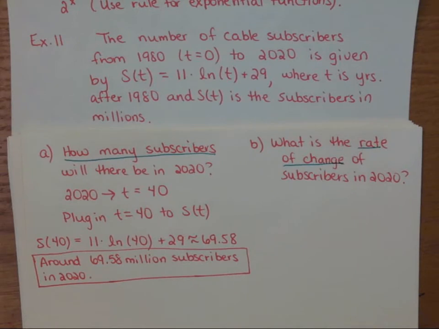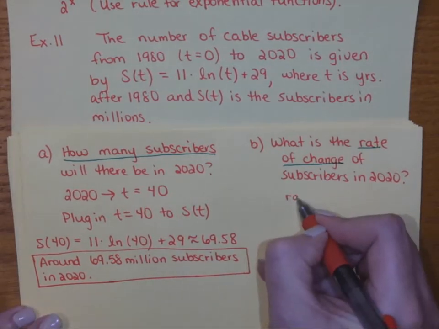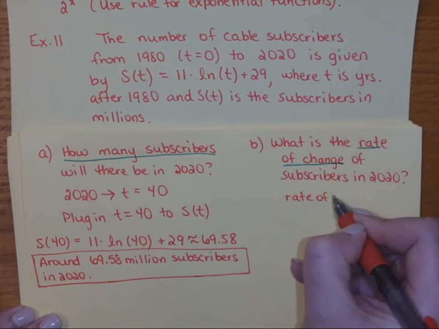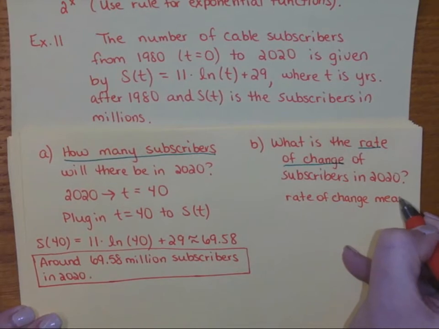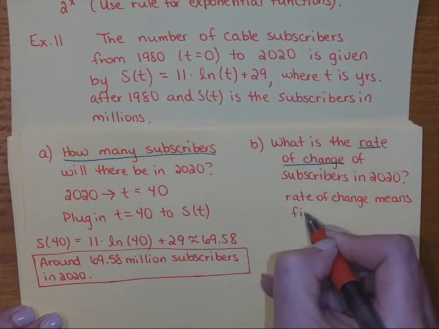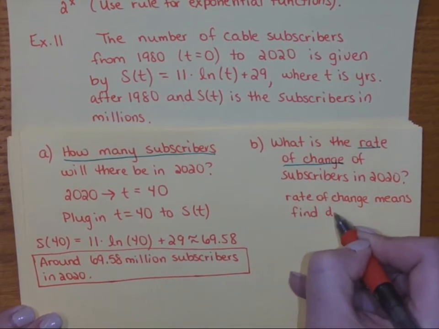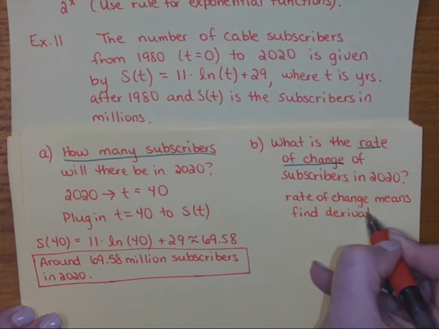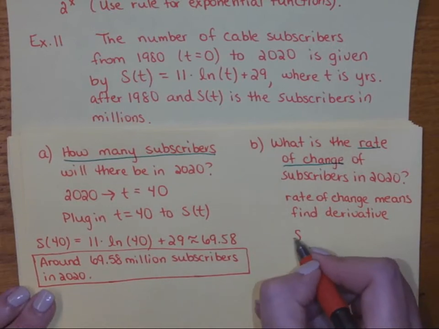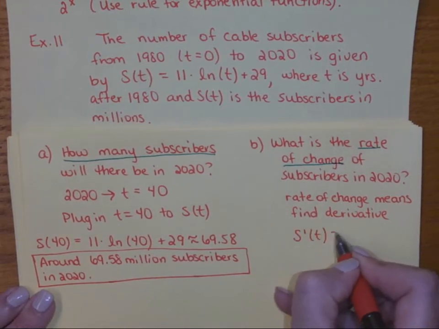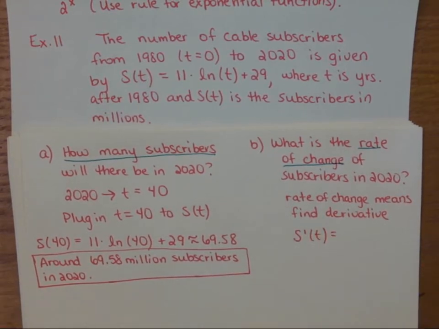Part B, however, asks you for the rate of change. Anytime you see the term rate of change or slope of the tangent or anything like that, rate of change means find the derivative. In other words, we need to find the derivative of S. So make sure you use the right letters. It'll be S prime of T, since we're using T rather than X.